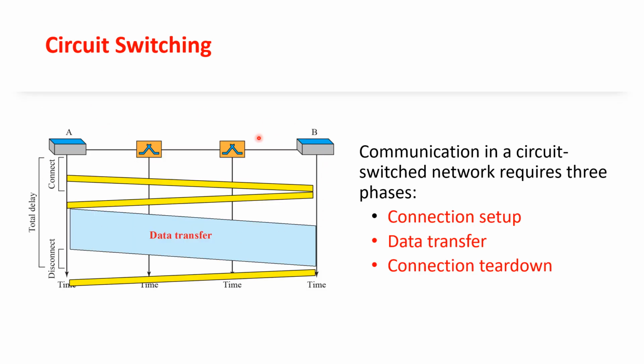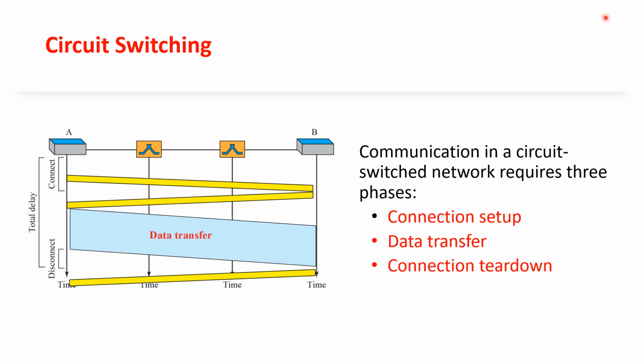Communication in a circuit switched network involves three essential phases: connection setup, data transfer, and connection teardown. In the connection setup process, it establishes a dedicated path between the sender and the receiver. The sender sends a request to the receiver to establish the connection. The network identifies and reserves the required resources along the path. Once the connection is confirmed, both parties are informed that the communication path is ready.